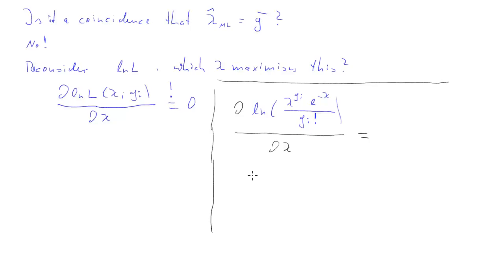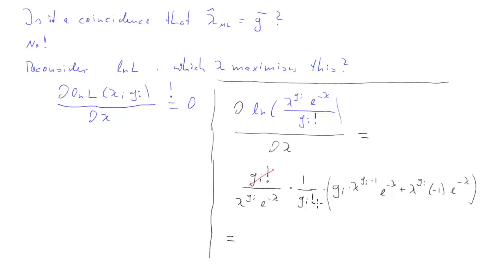So what do we have here? We have a derivative of a natural log, and that is just 1 over the argument in the log, but now times the inner derivative. So we're using the chain rule. We have just the factor 1 over g_i factorial, and then we need to use the product rule: g_i times lambda to the g_i minus 1 times e to the negative lambda, plus lambda to the g_i times the negative of e to the negative lambda. Okay, all well-known rules. So now a few things fall away. The g_i factorial, then we have an e to the negative lambda that cancels out, and then perhaps we can do a little bit more work here.